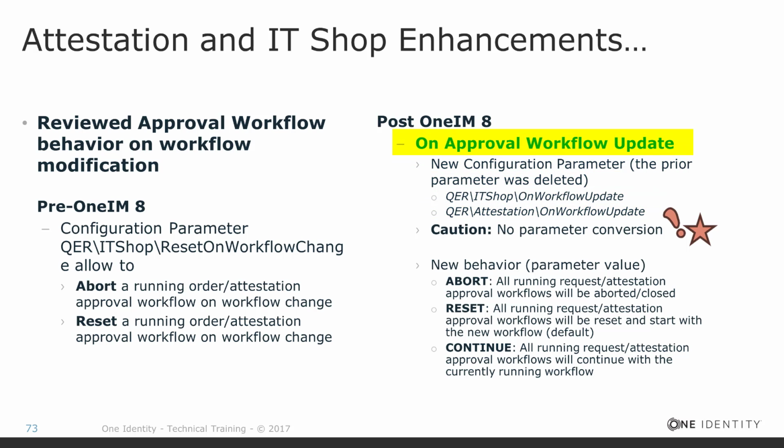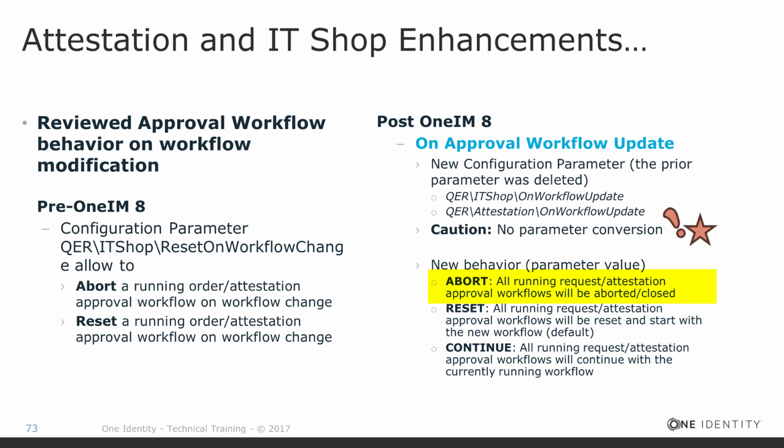Secondly, we differentiated the scenarios. On the one hand, the approval workflow update. That means a currently assigned approval workflow gets updated. And the other scenario where a completely new approval workflow will be assigned. For the update of the approval workflow, you can now configure one of these configuration parameters, and in the meantime there exist exactly 3 values for each of these configuration parameters.